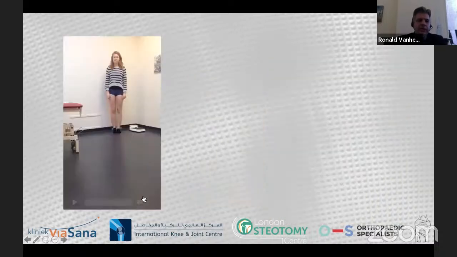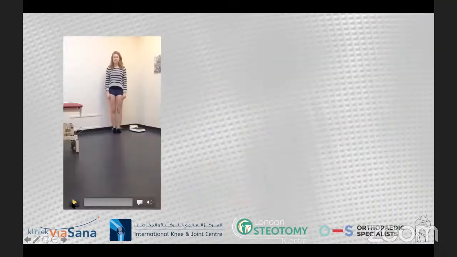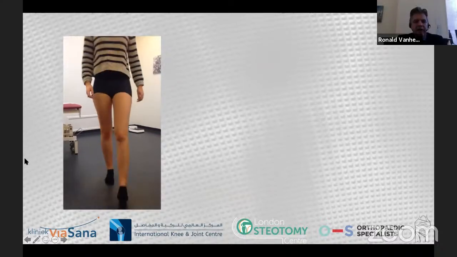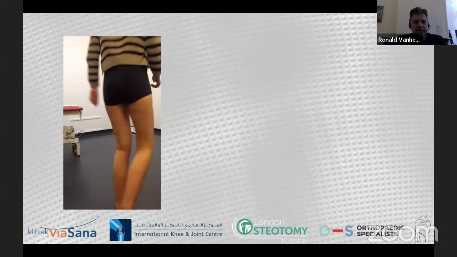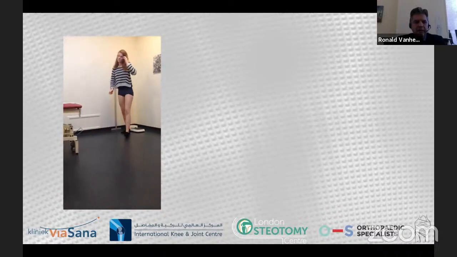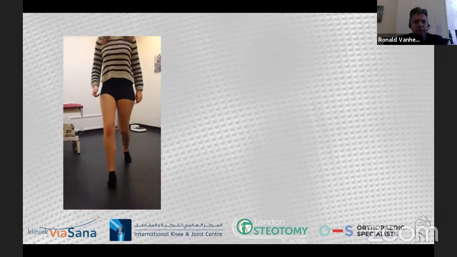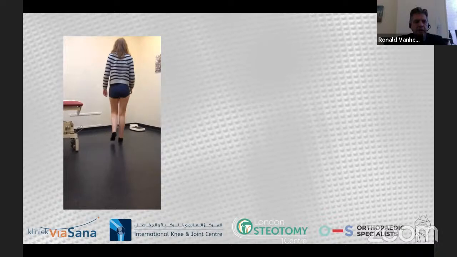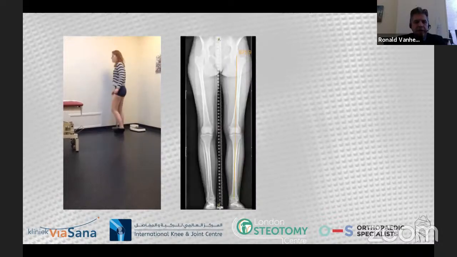Now look at this patient. She has a different rotational deformity. Look at her walking. It looks like valgus, but actually it isn't valgus. Why is she walking like that? Look at where the knee is moving: an extremely inward pointing knee. And again, there is no valgus. This is her leg alignment view.